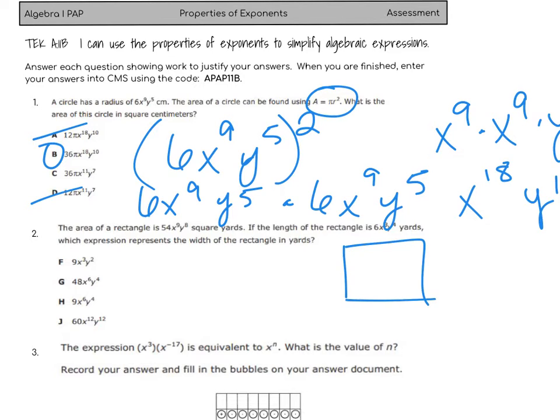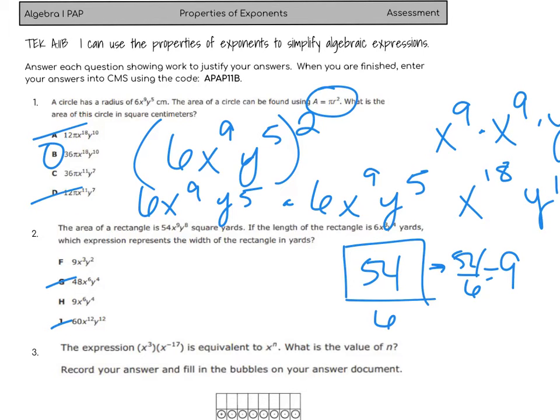like so, and I know what the area is, let's just say 54, because I don't want to write everything down. And I know one side is 6, well then I know the other side is 54 divided by 6, since length times width is the area of a rectangle, so it has to be 9. Oh, well, cool. I can get rid of G and J. All right, now I just have to figure out the exponent.